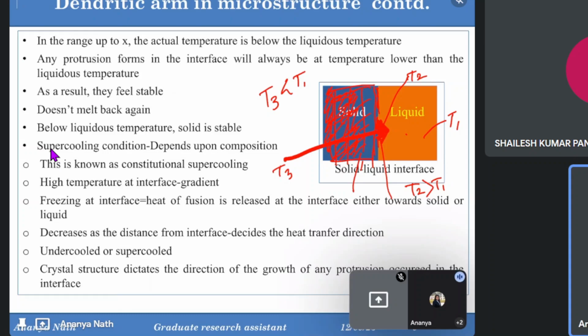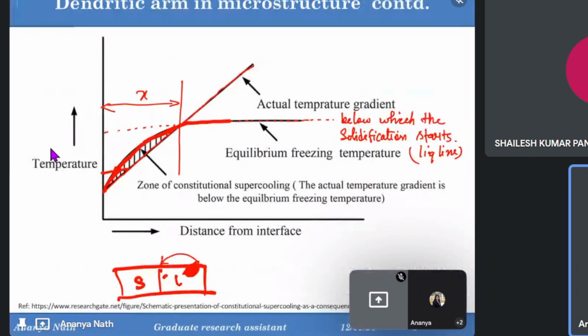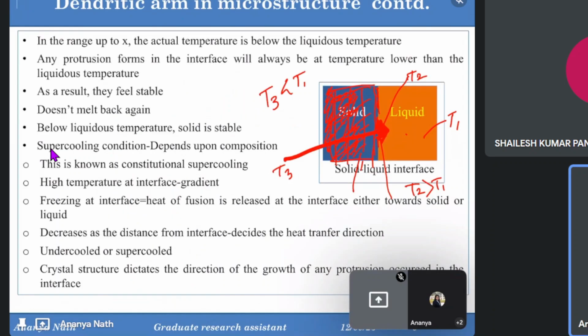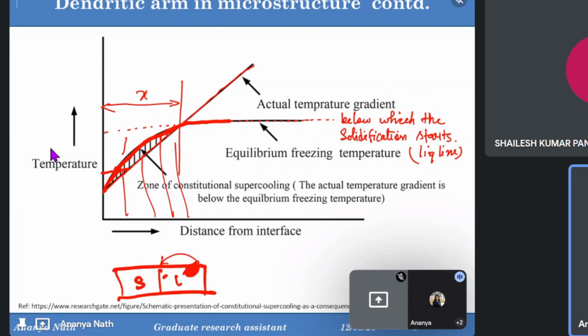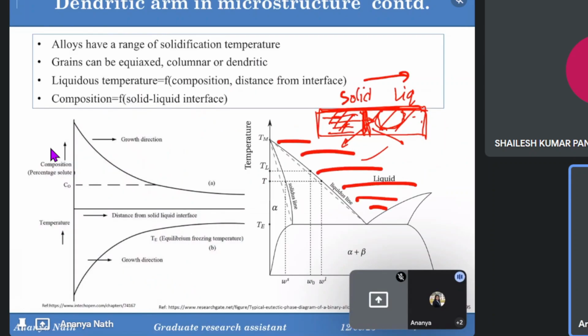Below the liquidus temperature, solid is stable, up to this zone, because beyond the liquidus temperature it has to be liquid. So if some protrusion or hump has been formed beyond it, that hump will not be stable. It will melt back again, because it has a higher temperature than the liquidus temperature, and beyond the liquidus temperature everything is liquid. You can see in the picture everything is liquid in this portion beyond the liquidus temperature, and inside it the metal has started forming nuclei, meaning the metal has started being solidified.